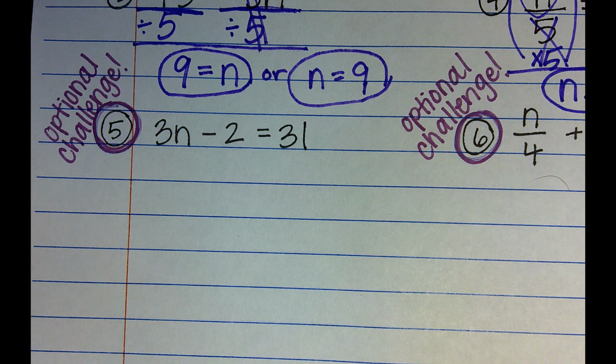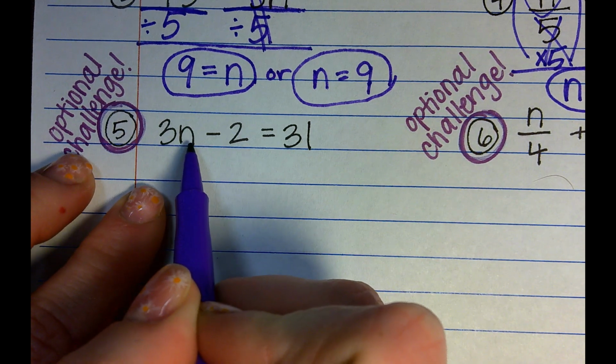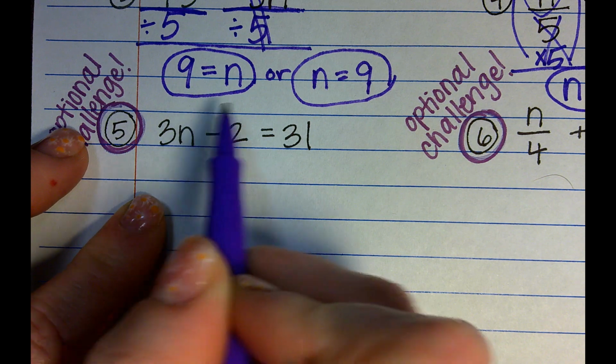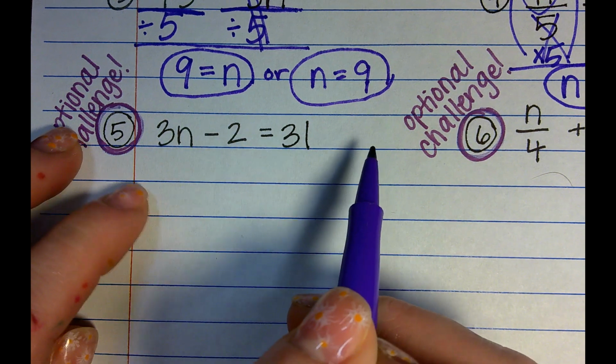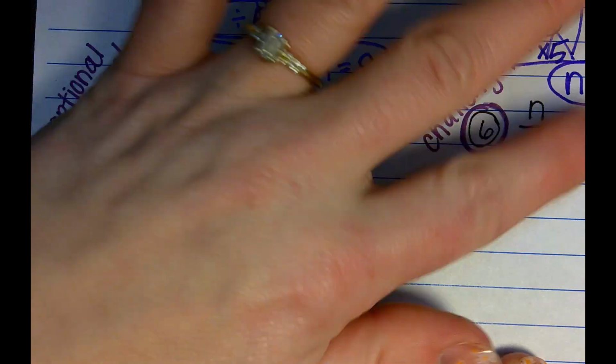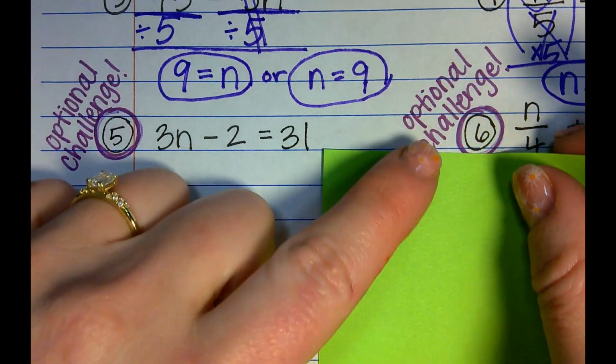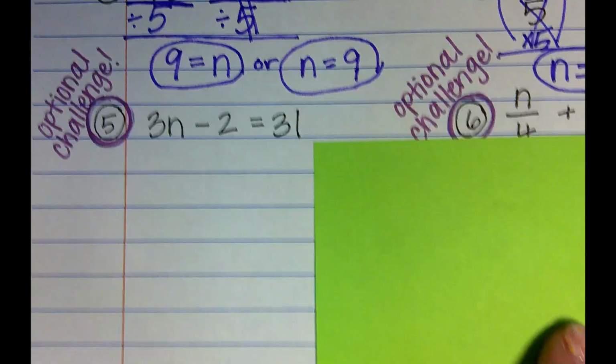This is what's different. I have 3 times n, but then I also have minus 2 equals 31. There's 2 different things that I have to get rid of to get n by itself. So before we go through and do number 5 and 6, I want to talk about order of operations when we're solving equations.